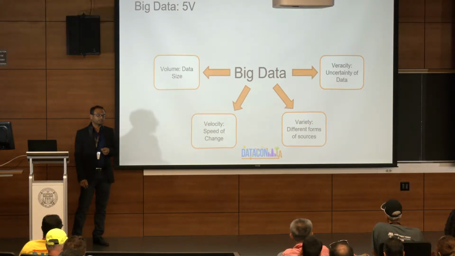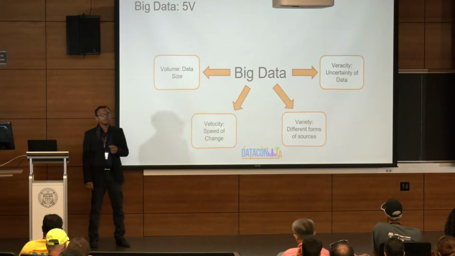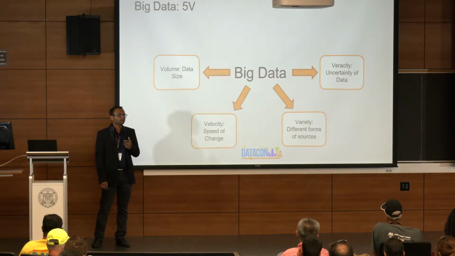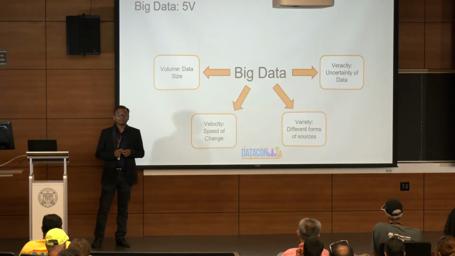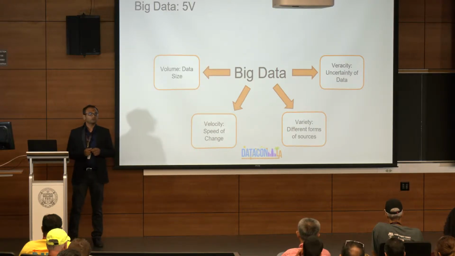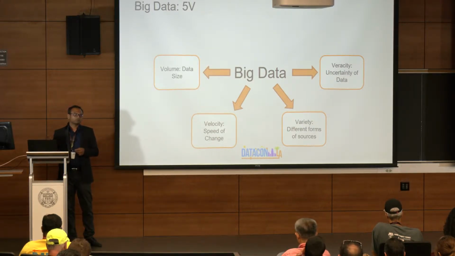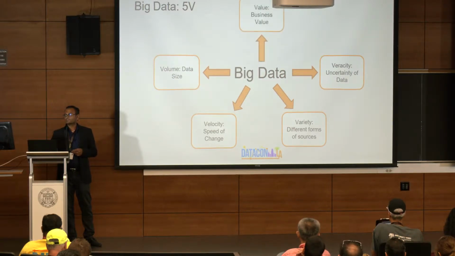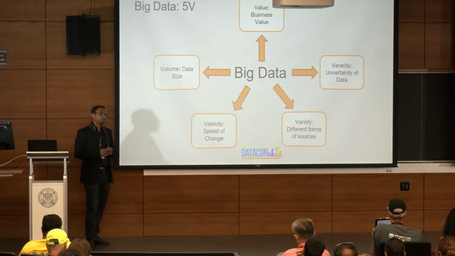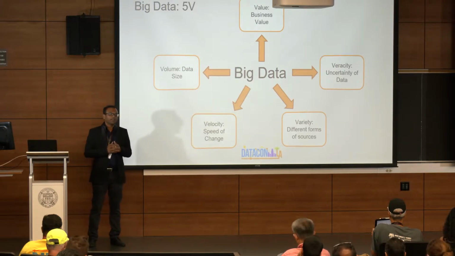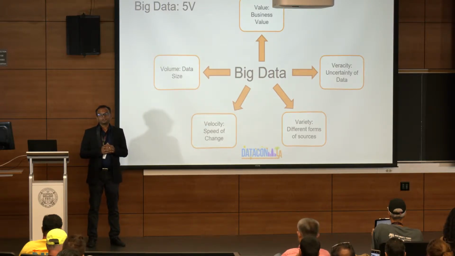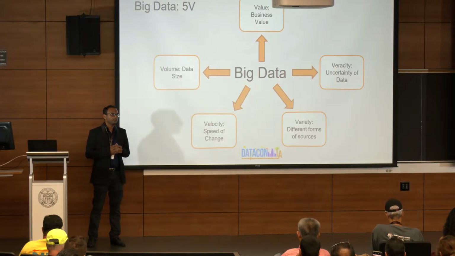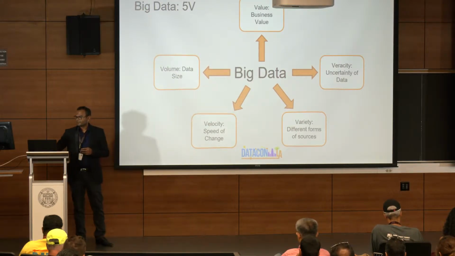The next one is veracity, uncertainty of data. When you have a massive amount of data, one question will always strike: are we missing something? Is this data accurate? Is it consistent with what we have known so far? So that's veracity. And the last one is value. That sits on top of the big data pyramid. Value means the ability to transform this tsunami of data into business. So these are some of the key components of big data.